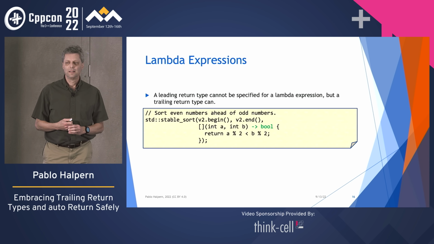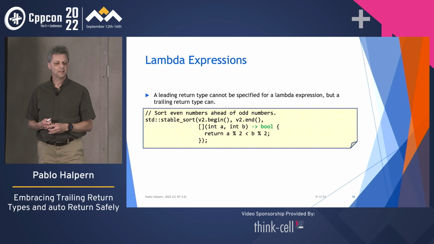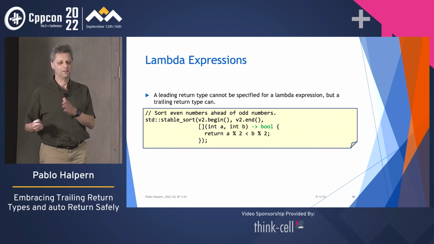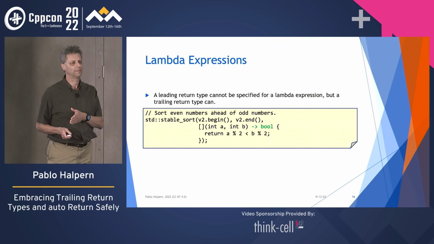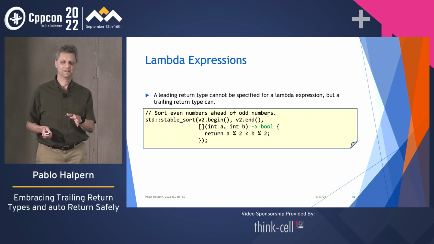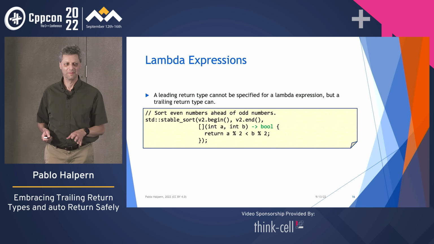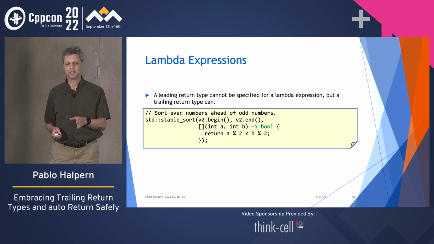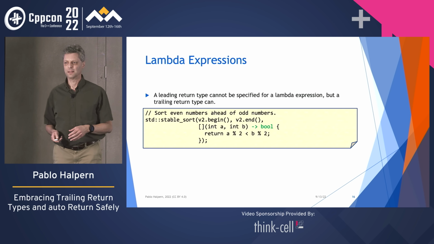Okay, lambda expressions. Lambda expressions can't use the leading return type syntax. This is the only way you can specify the return type for a lambda expression. Well, except for the automatic deduced method, which we'll see. But if you want to specify the return type for a lambda expression, you have to use the trailing return type syntax.